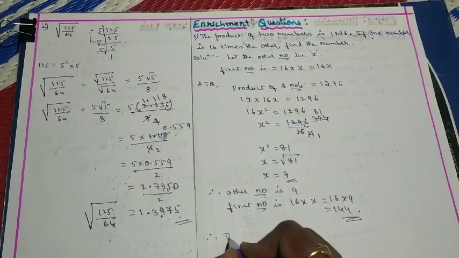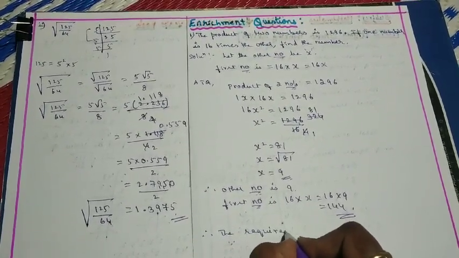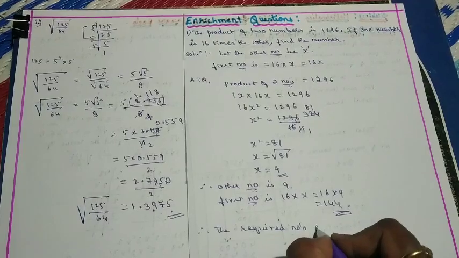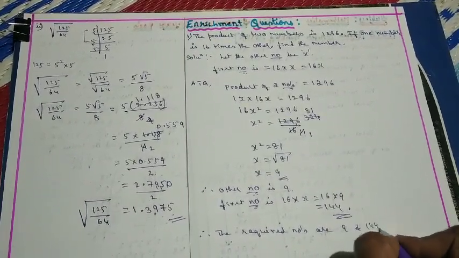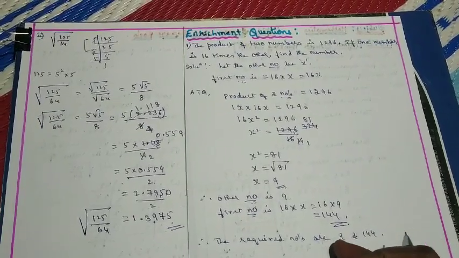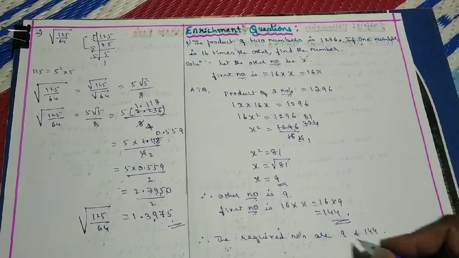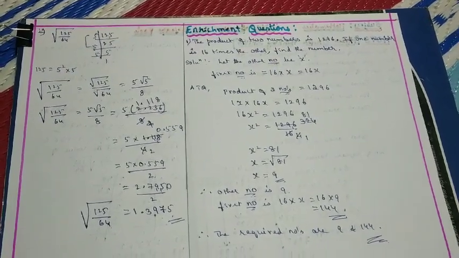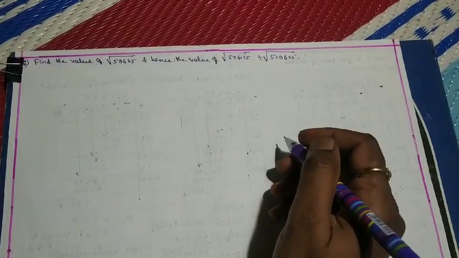Therefore, the required numbers are 9 and 144. If you multiply 144 into 9, you will get the answer as 1296, children. You can go for verification like that. Okay. So let me move to second question.